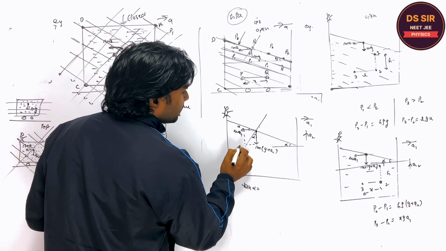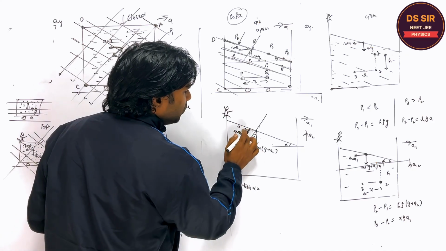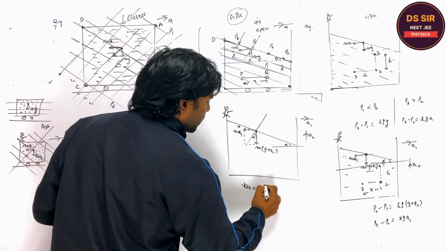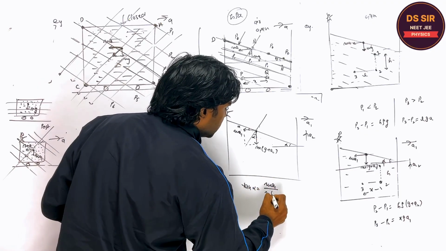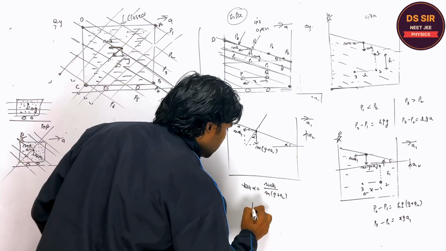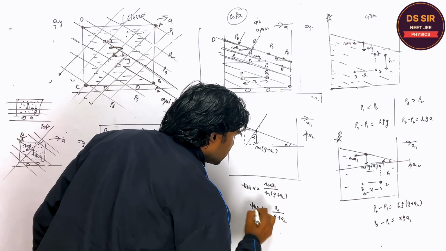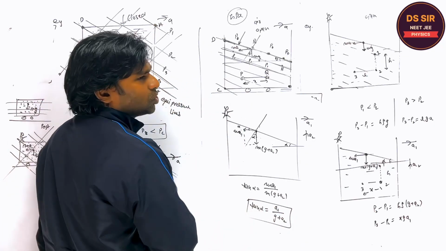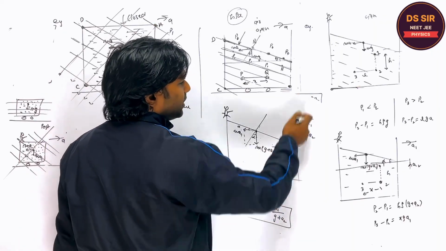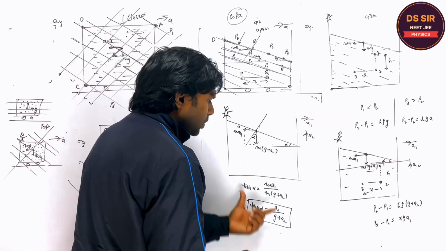What is the tan alpha? Tan alpha is equal to a2 upon g plus a1. So this is the alpha made by this surface with the horizontal. Even if it is accelerated in x and y direction, you can do it in this way.